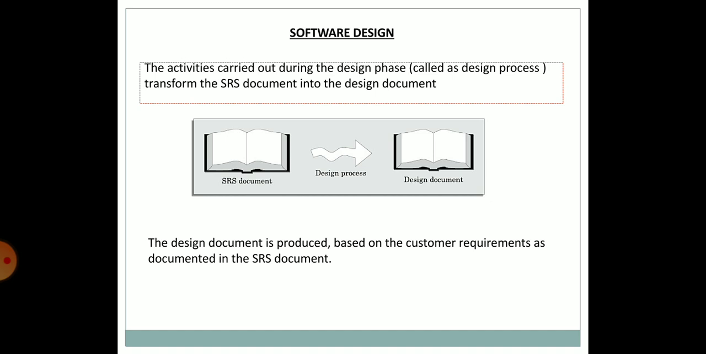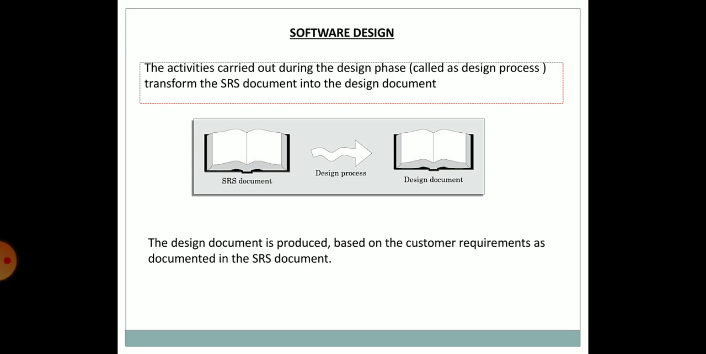This is carried out immediately after forming the SRS document. The SRS document contains all the important requirements specified by a customer. So after forming the SRS document, the next phase of development is the software design. During the software design phase, the design document is produced. Okay, so after developing the SRS document, the next phase is the software design process, the design phase.